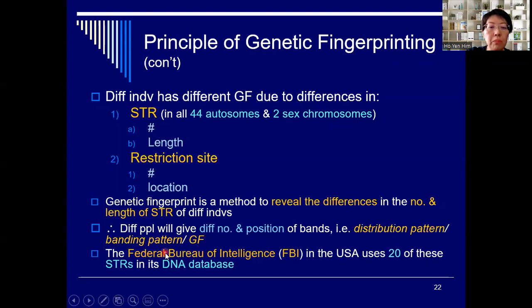The Federal Bureau of Investigation, the FBI in the USA, uses 20 of these STR in its DNA database. That means they have 20 different types of STR. They actually use these 20 different types of STR to get DNA fingerprinting.